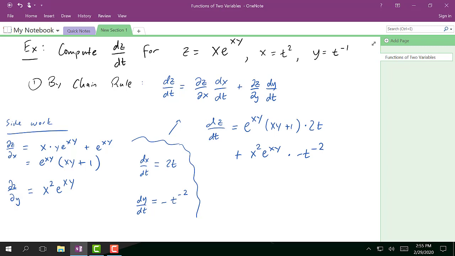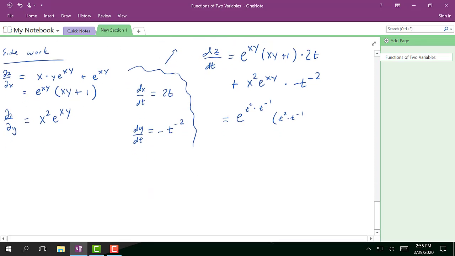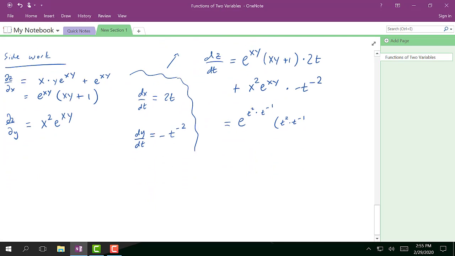So what we're going to do is plug in for x and y their corresponding functions of t, right? So instead of having e to the xy, I'm going to have e to the t squared times t to the minus 1. And then I'm going to get that again here, t squared times t to the minus 1. So I'll scroll down a little bit just to give ourselves room. Plus 1 times 2t.